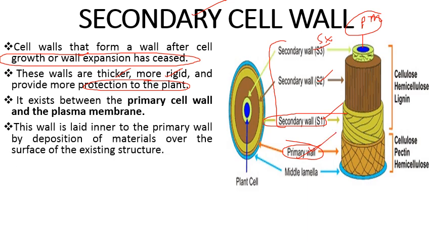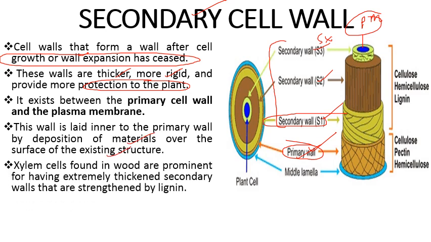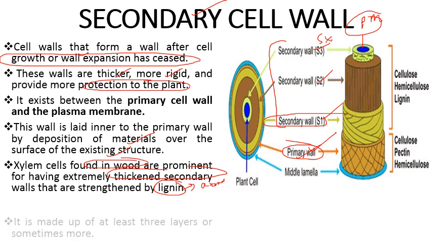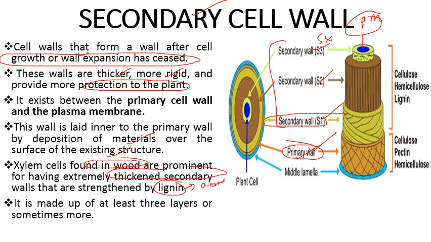So this wall is laid inner to primary wall by deposition of materials over the surface of existing structures. The xylem cells found in wood are more prominent, having extremely thickened secondary walls, and they are strengthened by one chemical substance that is called lignin. तो जो सेकेंडरी सेल वॉल्स हैं उसमें लिग्निन भी होता है, दैट इज़ पॉलीमर ऑफ एरोमेटिक अल्कोहल. ये एरोमेटिक अल्कोहल का पॉलीमर है. इट इज़ मेड अप ऑफ एट लीस्ट 3 लेयर्स और सम टाइम मोर. तो जो सेकेंडरी सेल वॉल होती है ये बनी होती है 3 लेयर्स से, जैसे कि हम यहाँ पे देख रहे हैं, जैसे S1 है, S2 है, S3 है. इसके अलावा कई बार इसमें ज़्यादा लेयर्स भी हो सकती हैं. सो दे आर नेम्ड एज S1, S2, S3, SX, etc.